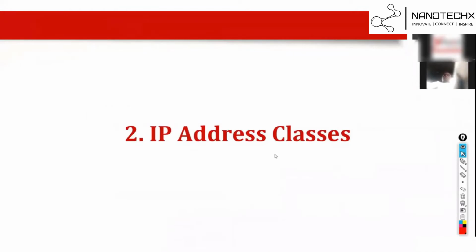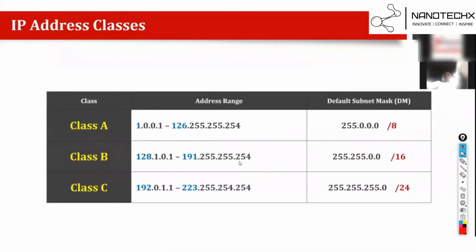Then we studied in section number 2 about IP address classes, that there are a total of 3 classes, class A, class B, and class C.